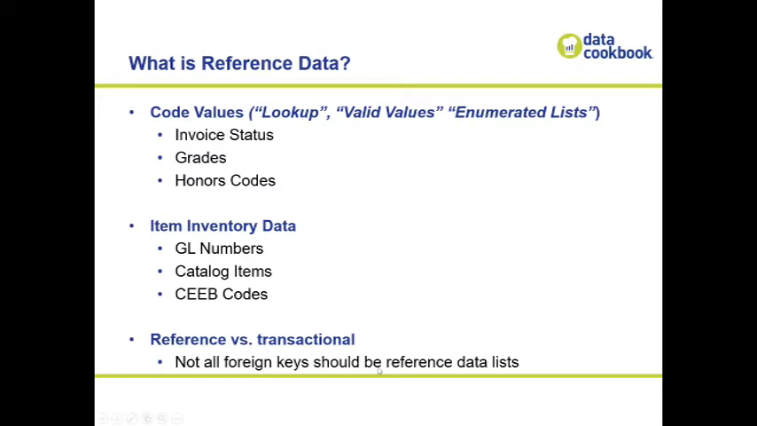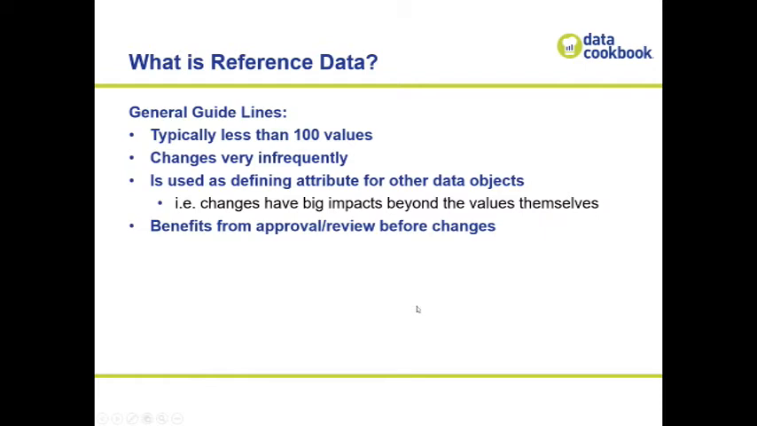So how do you tell the difference with reference data? These are our general guidelines, but in my opinion, it's typically less than 100 values, though these are not hard rules. The changes vary infrequently, right? So it's not something where every week you're going to get a new value. It's fairly stable. It's something that is used as the defining attribute for other data objects. So therefore, changes may have a big impact beyond the values themselves.